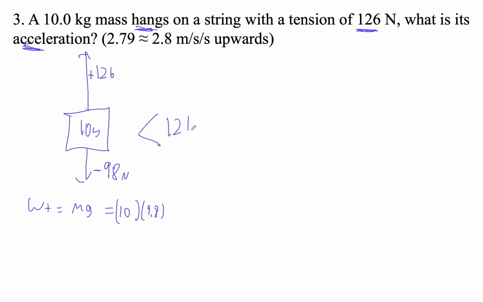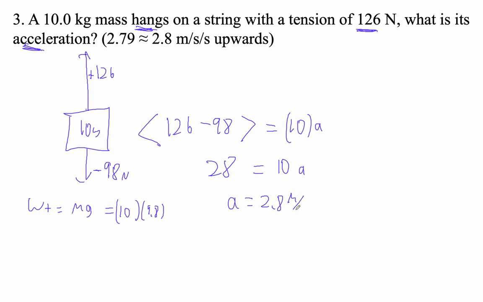We've got 126 minus 98 equals 10a. Okay, so 126 minus 98, 28, equals 10a. A is equal to 2.8 meters per second squared. And it's upward. Positive, it's upward. Be sure you label the acceleration, the direction of it.